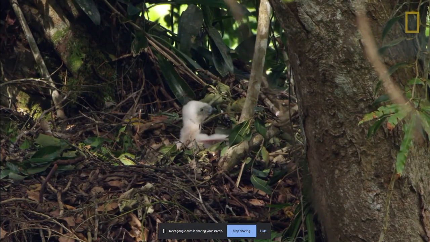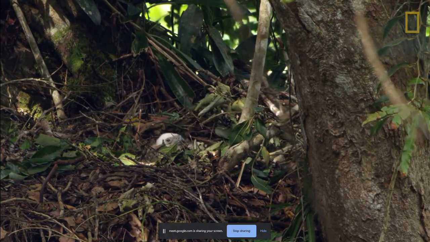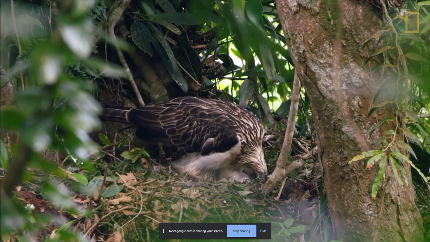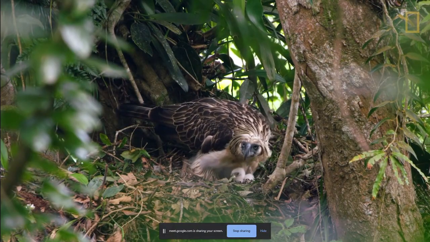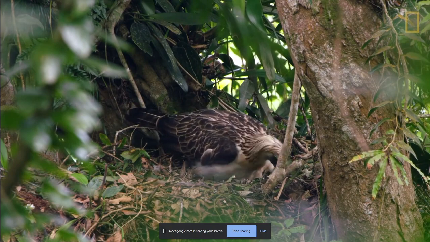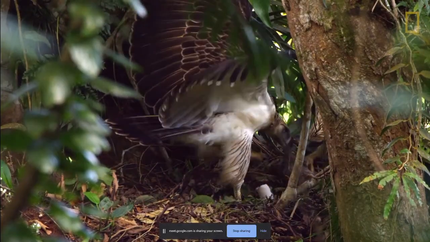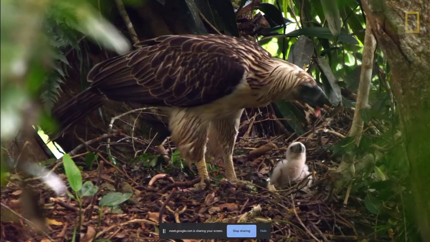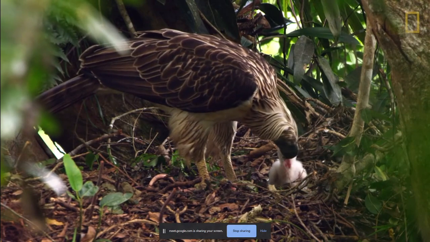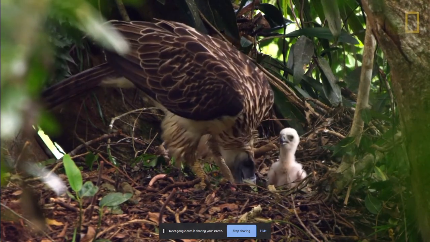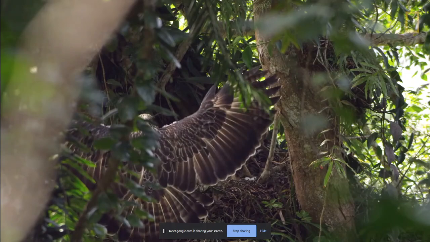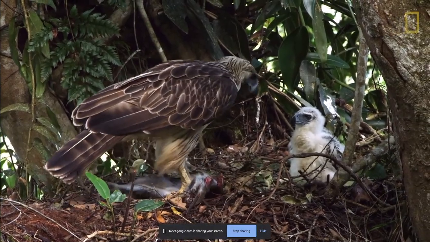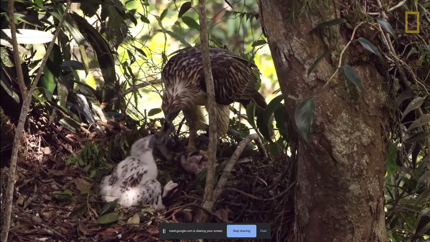Within the rainforest canopy, this young eaglet is beginning its life under the watchful care of its parents. Philippine eagle pairs mate for life and produce just 1 egg every 2 years. Both parents work together to raise the chick, sharing the hunting and feeding duties. The parents deliver meals of snakes, birds, and mammals, such as flying lemurs, several times per week.